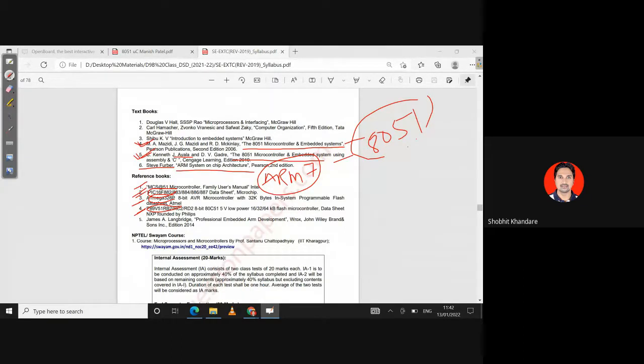Now the first one is Douglas Hall, the publication is Tata McGraw-Hill. Here it is microprocessor and interfacing. So we are not going to go with this book. Don't go with this book because it covers the microprocessor and its interfacing, but if I have to explain you specific 8051, we will go with this.